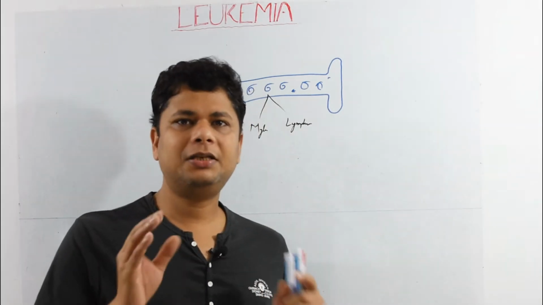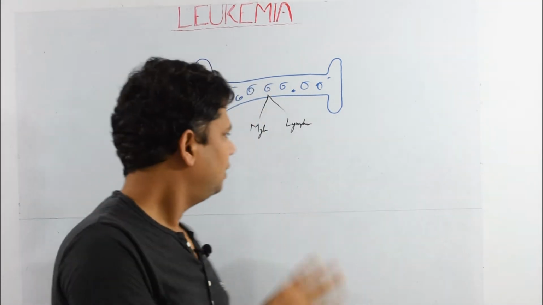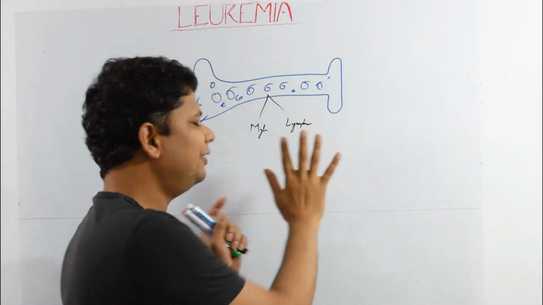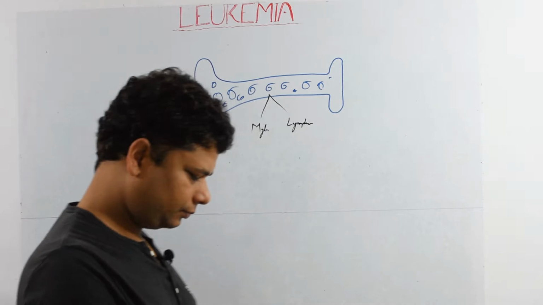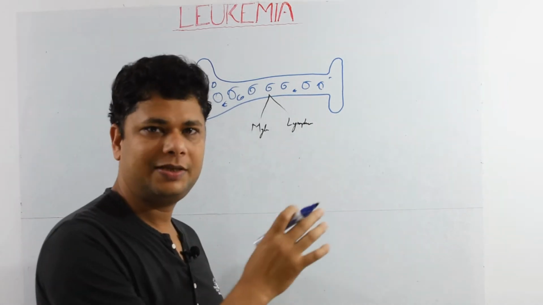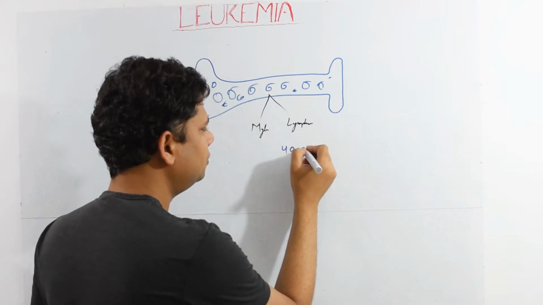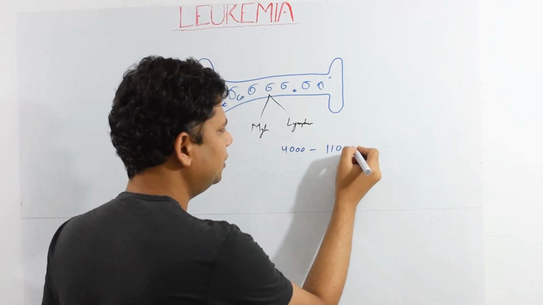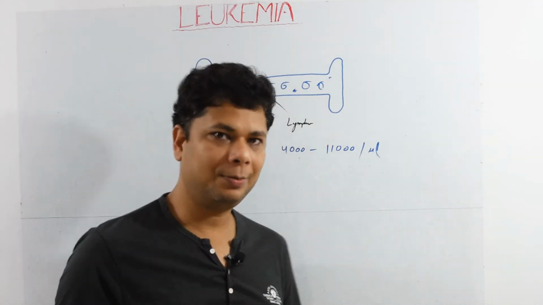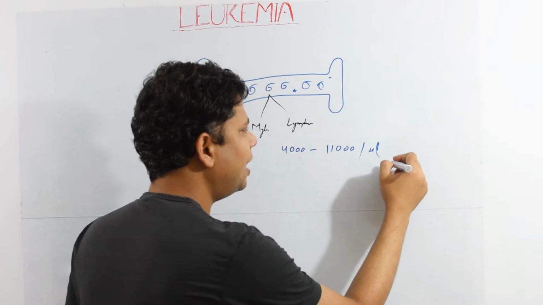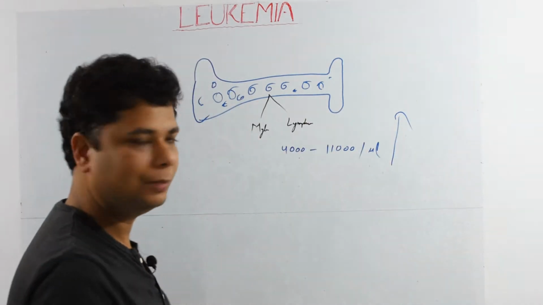In our blood there is a particular number of cells from each group. That means myeloid and lymphoid have a particular number of cells. In our blood, the number of leukocytes or WBC is around 4,000 to 11,000 per microliter. So when leukemia happens, this cell number is highly increased. There will be so many leukocytes in our blood.